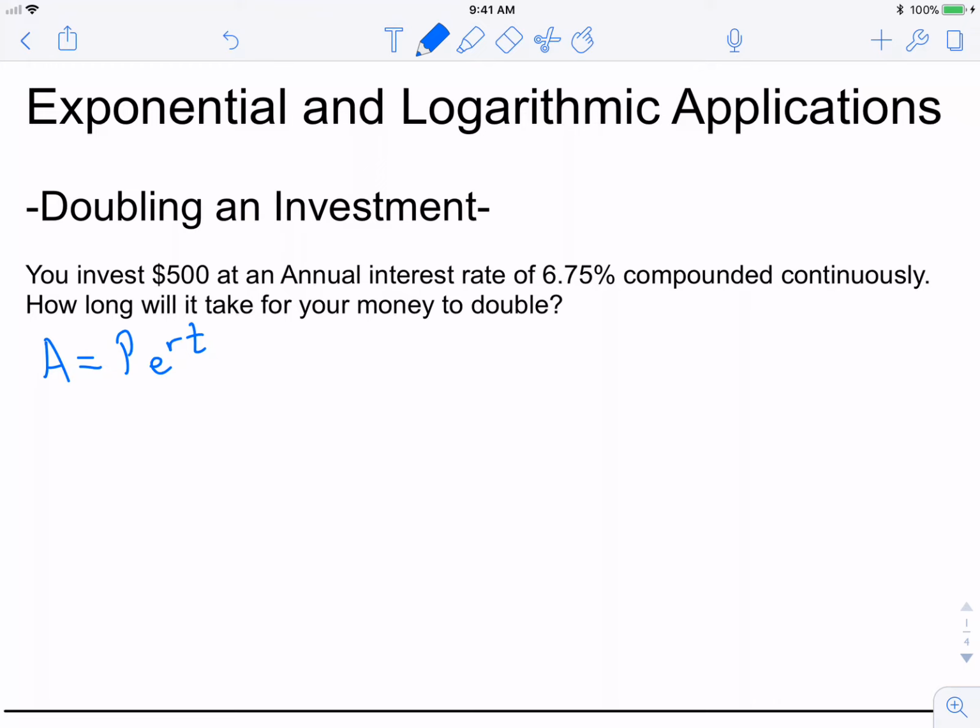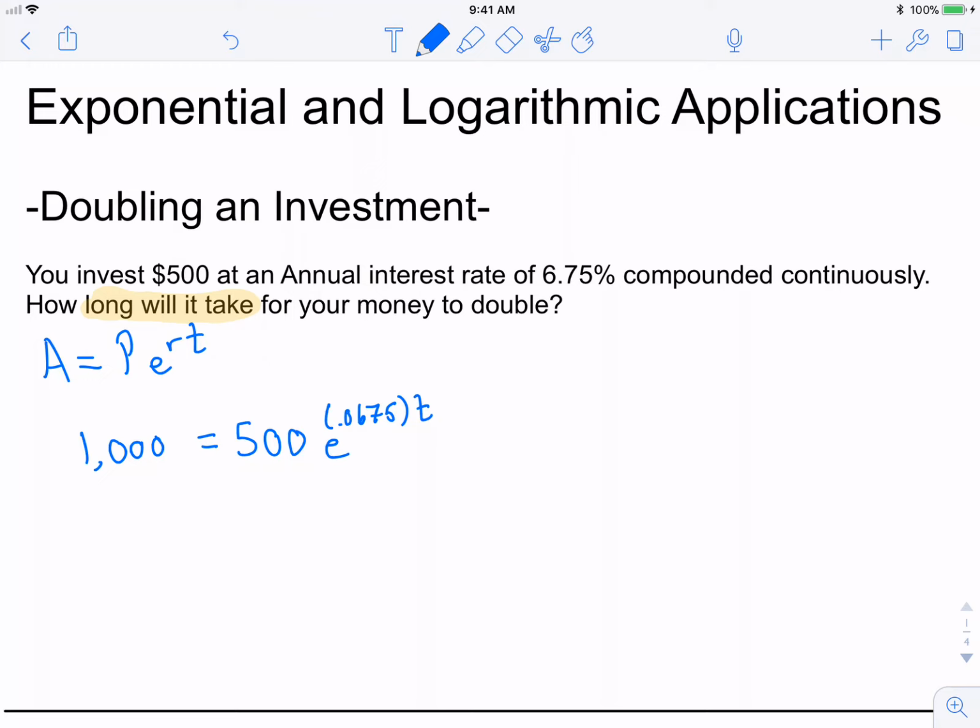Since we're trying to solve for how long it will take, then t is the variable we solve for, and all the other numbers should be given, and they are. Our initial investment is $500. Our rate is 6.75%, which as a decimal is 0.0675. And if we want our $500 to double, this means that we want A to be 1,000.